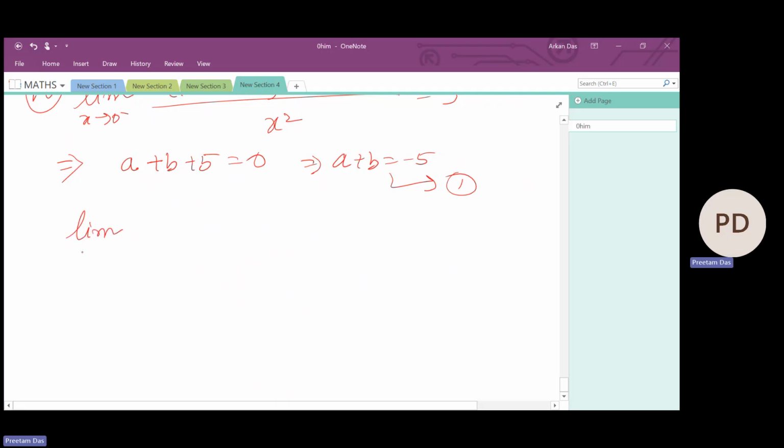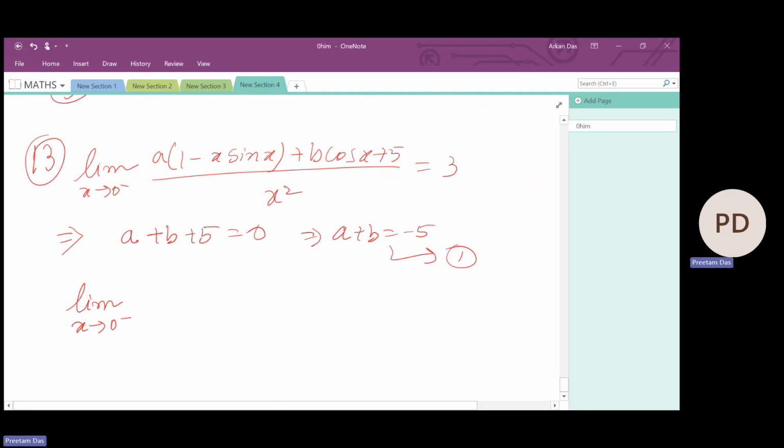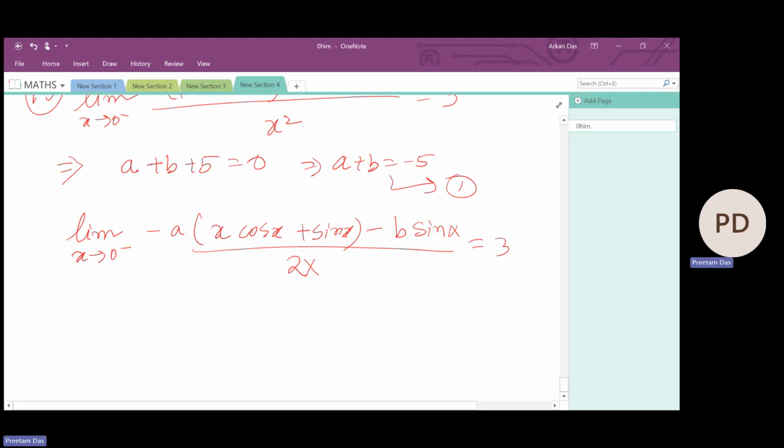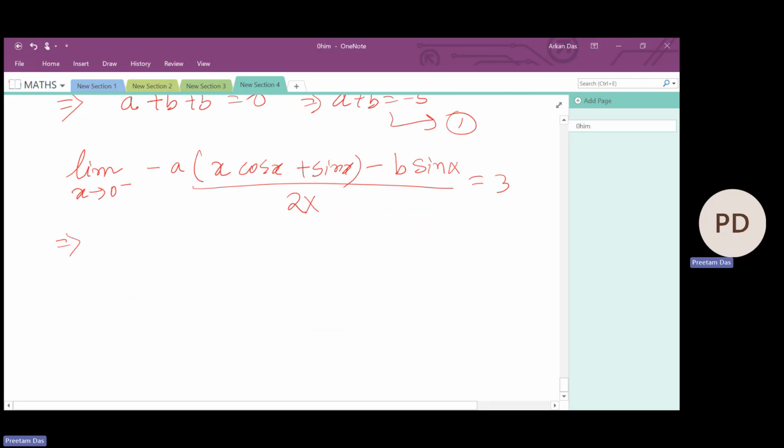Now that we have established that this is in the 0 by 0 form, what can we do? We can do differentiation. We can use L'Hopital. Minus a x cos x plus sin x minus b sin x divided by 2x should be 3. Now if we put x as 0 here, still we are getting 0 by 0. Let us differentiate it one more time so that the x vanishes from the denominator altogether. So if you differentiate, you will get minus a times 2 cos x minus x sin x, minus b cos x, divided by 2.